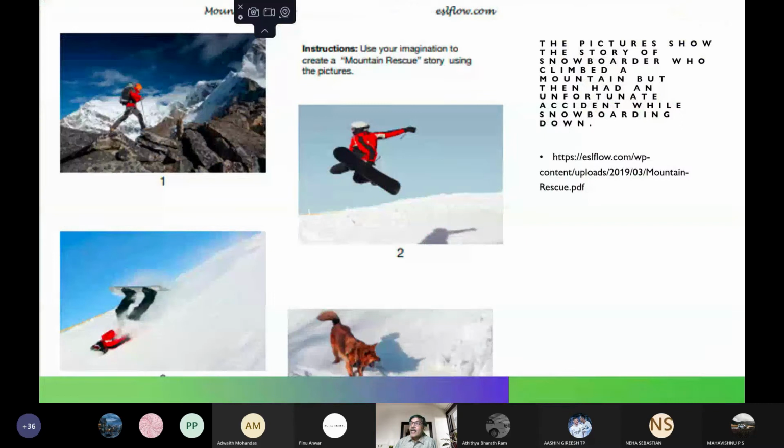There's one more example that I would like to show you. This particular example is about a snowboarder. The pictures show the story of a snowboarder who climbed a mountain, but then had an unfortunate accident while snowboarding down. You have 4 pictures, and from these 4 pictures, you will be able to know what has happened: this mountaineer is climbing up the mountains, and then he tries to snowboard, and as he snowboards, he falls down, and then a dog is going to rescue him, or the dog is shouting out to rescue him, and things like that.